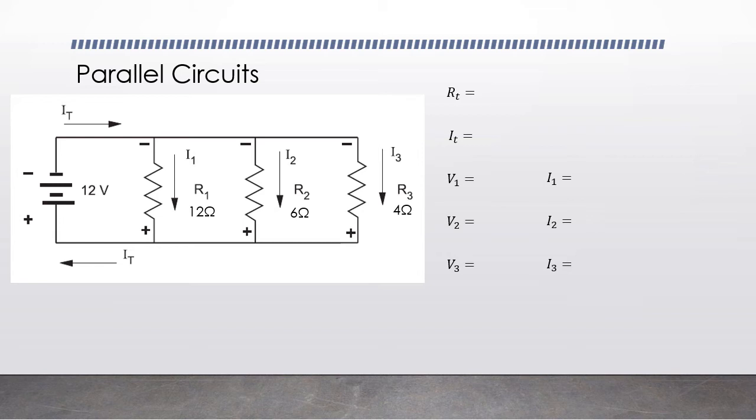We have 3 resistors, a 12 ohm resistor, a 6 ohm resistor, and a 4 ohm resistor in parallel with a 12 volt battery. So now comes the point of finding RT. Just like we mentioned, 1 over RT is 1 over R1 plus 1 over R2 plus 1 over R3. So we have 1 over 12 plus 1 over 6 plus 1 over 4.